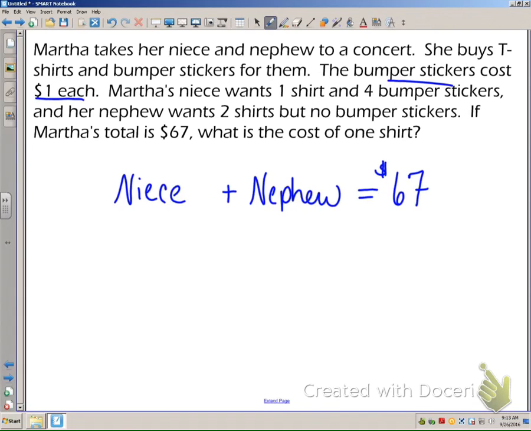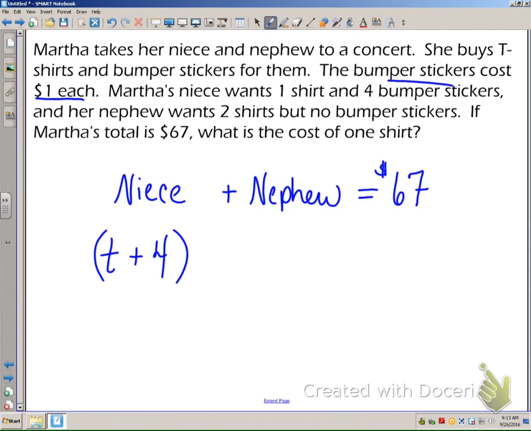So let's go look at what she bought her niece. She bought her niece a t-shirt and 4 bumper stickers. So the niece got a t-shirt. We don't know that price. And then she got 4 bumper stickers that cost $1 each. So we know that she spent $4 on bumper stickers.